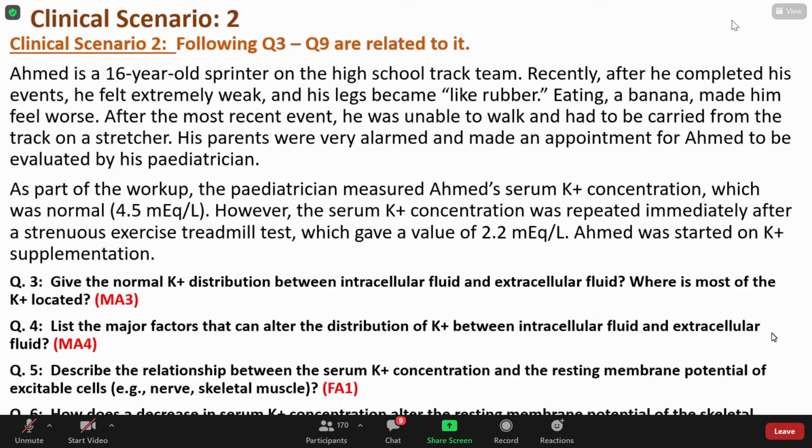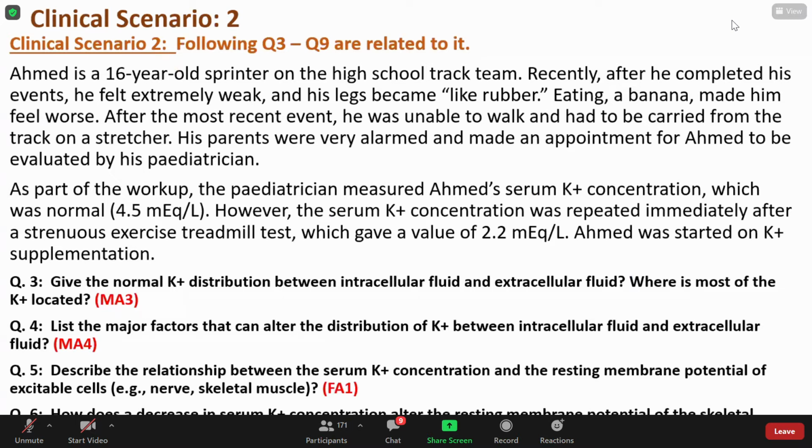Make sense? That makes sense. Question number 6. So anyone from FA2, please? I can do it. Yes, go ahead. How does a decrease in serum potassium concentration alter the resting membrane potential of the skeletal muscle?